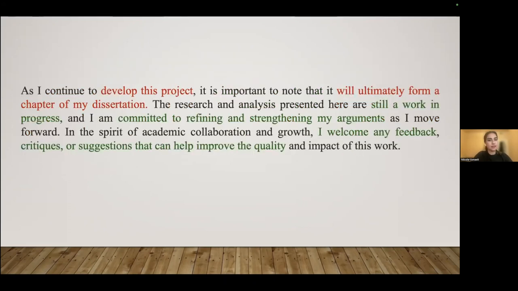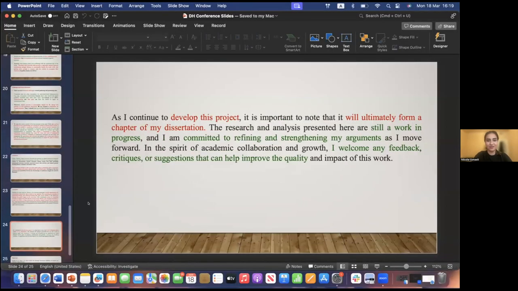And as I continue to develop this project, it is important to note that it will ultimately form a chapter of my dissertation. This is still a work in progress, and I am committed to refining and strengthening my arguments. So I welcome any feedback, critiques, or suggestions that can help improve the quality of this project. Thank you.